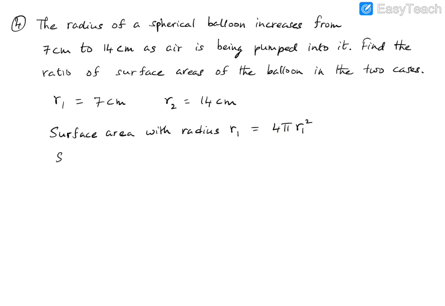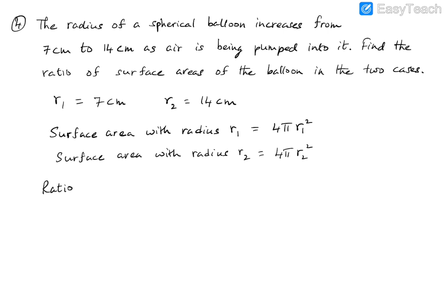Similarly, the surface area with radius R2 will be 4 pi R2 square. Okay, so we have the two surface areas now. Surface area when the radius is R1 and the surface area of the sphere when the radius is R2. So we want to find the ratio of these two surface areas.